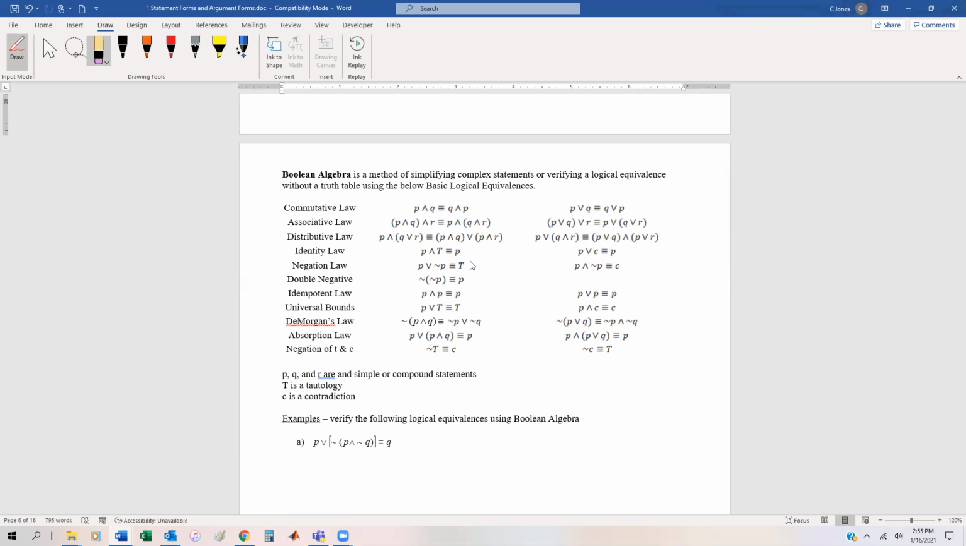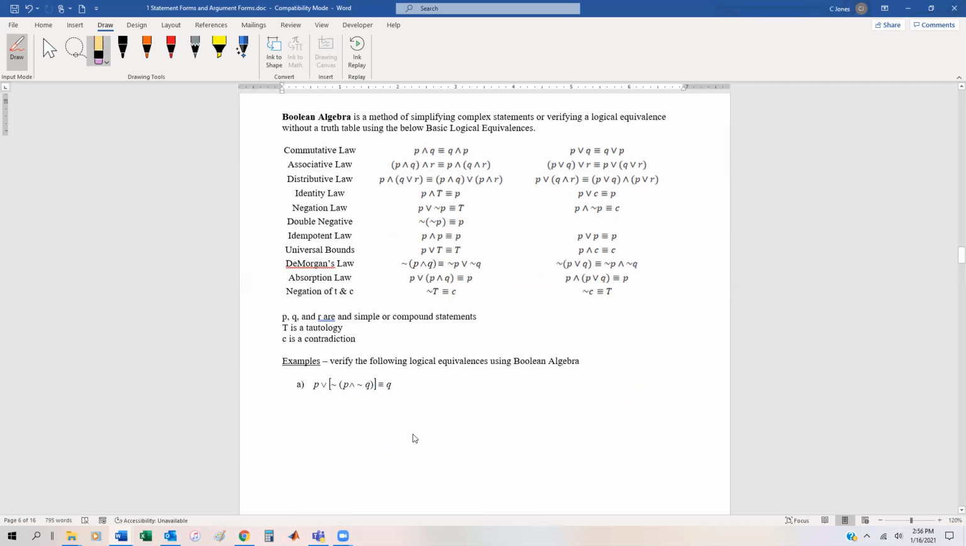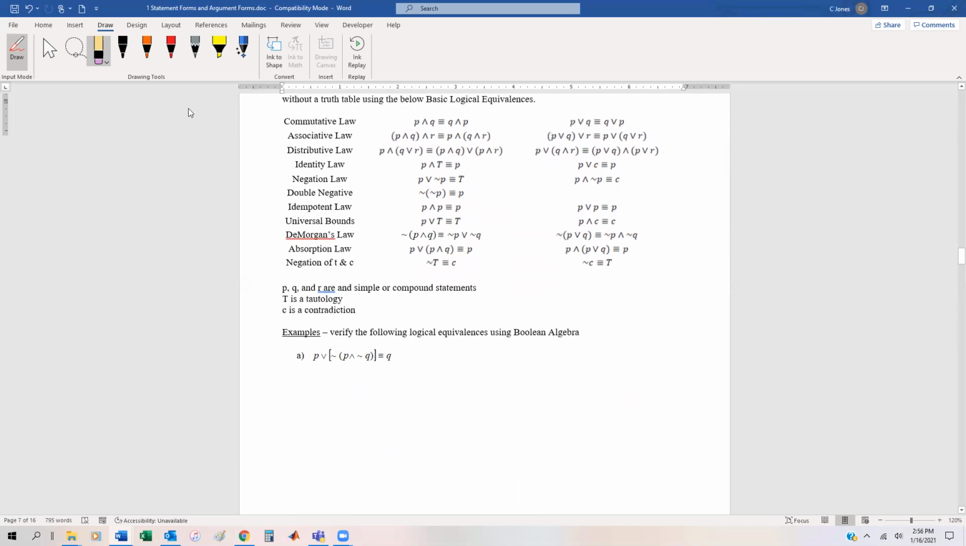You see this capital T, that's a tautology. See the lowercase c, that is a contradiction. And what we're going to do is use these rules to perhaps make one side look like the other side. We're just going to simplify. So let's take a look at a really basic example of this.